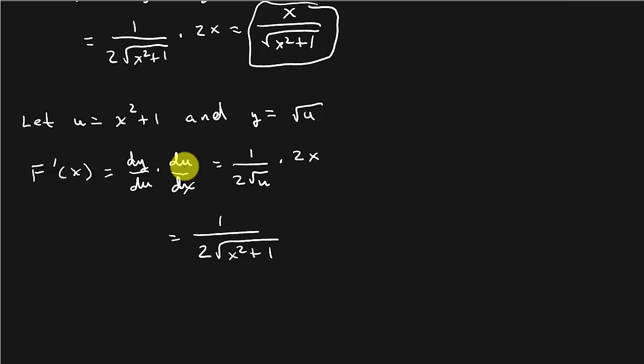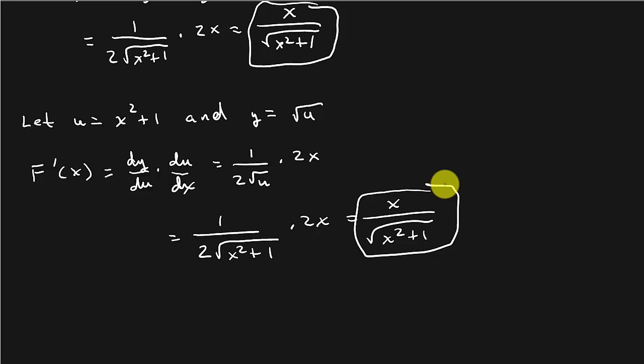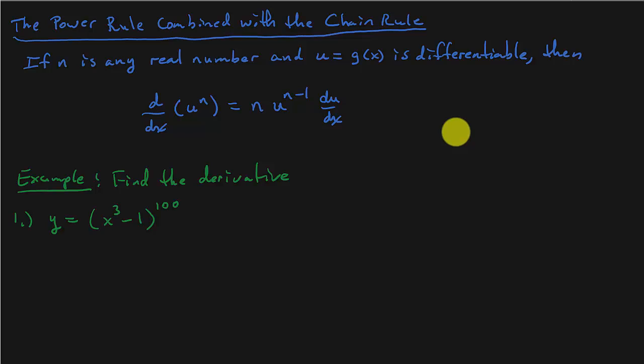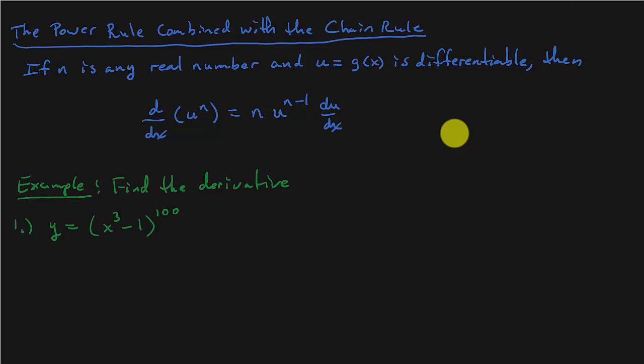And du dx is 2x, so times 2x, and that's equal to x over the square root of x squared plus 1. And you can see we get the same thing. So that's the chain rule. Now, the rest of the problems that we work, we're going to use the power rule combined with the chain rule. And this is how you will take the derivative when you're working your problems, for the most part.